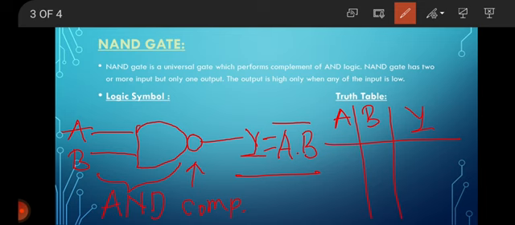So if we apply 0 and 0 to both inputs, then we can put simply A and B values to this equation. Then we can put 0 here and 0 here. So 0 into 0, simply 0, and 0 bar. That is complement of 0 is 1. So we can get 1.